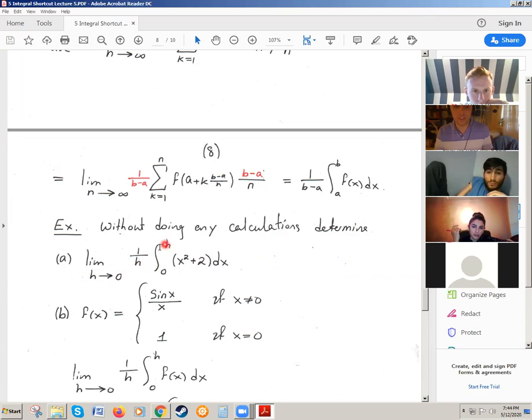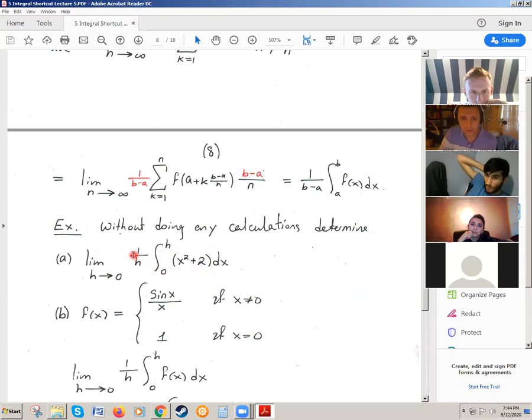So 1 over h, integral from 0 to h, of x squared plus 2 dx. Again, what you have to do is recognize what this expression is talking about. It's just going to be 2. But why is it 2? Because all the values of f(x), near 0, would make that 2. Yes, that's good.